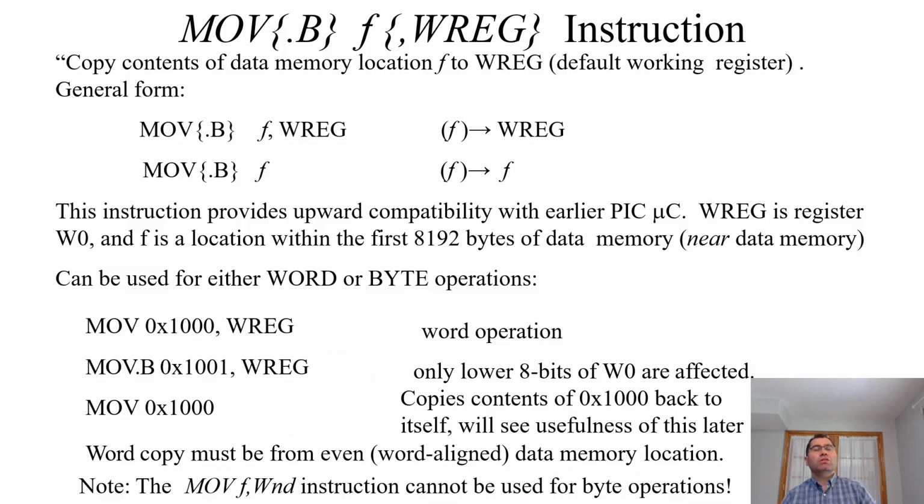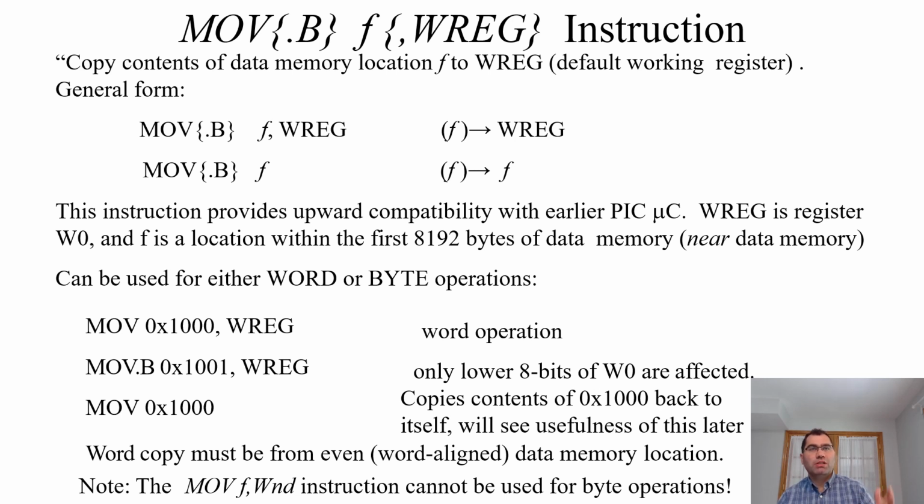Okay, so this is just a similar kind of instruction. It's just the opposite. This time we are copying the content of the file register into the working register. This is the general form. Okay, so let's look at this explanation.